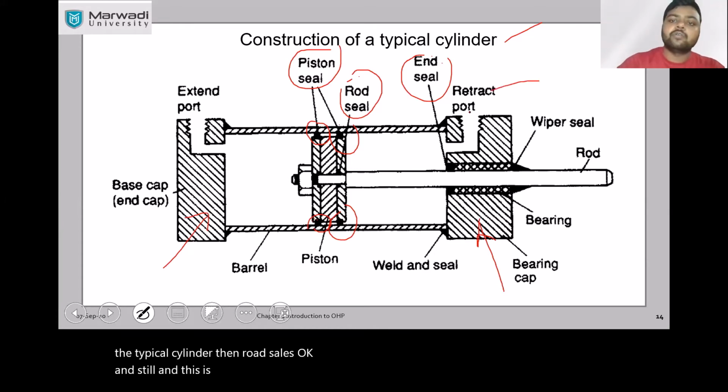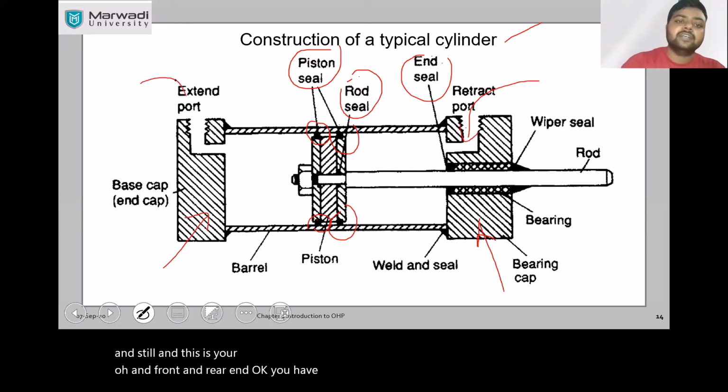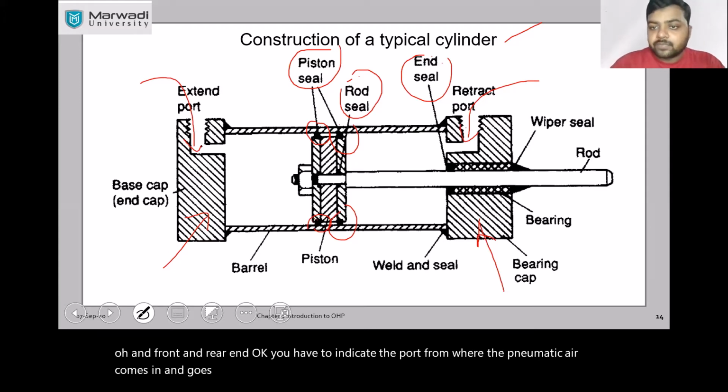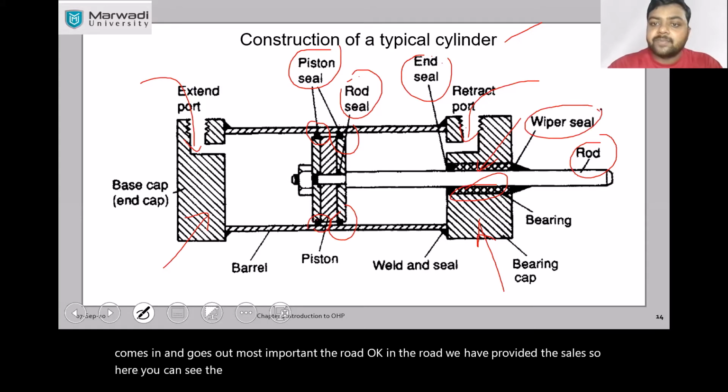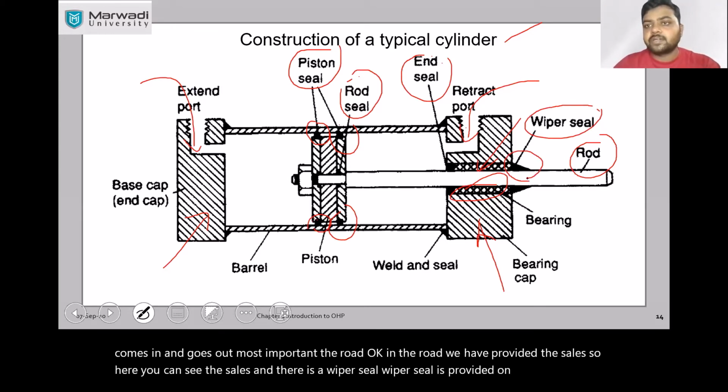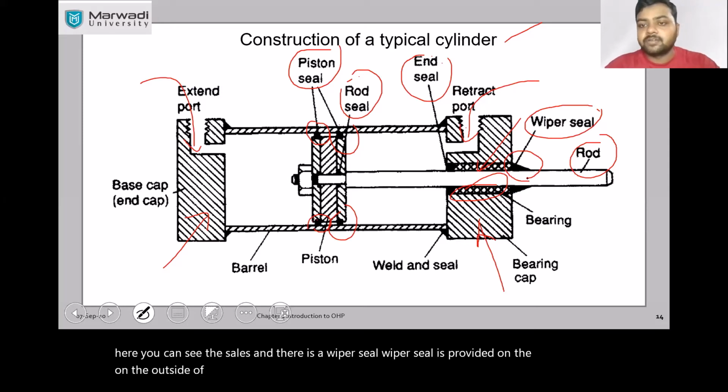You have to indicate the port from where the pneumatic air comes in and goes out. Most important, the rod. In the rod we have provided the seals. So here you can see the seals, and there is a wiper seal. The wiper seal is provided on the outside of this sliding rod.